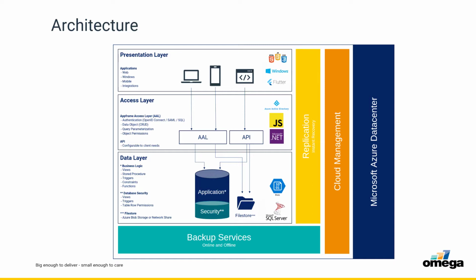In the access layer, we have the authentication, which will support Azure Active Directory, on-premise Active Directory, a third-party identity provider through the use of SAML, and SQL authentication. In the access layer is also where the data operations, CRUD operations typically, go through.